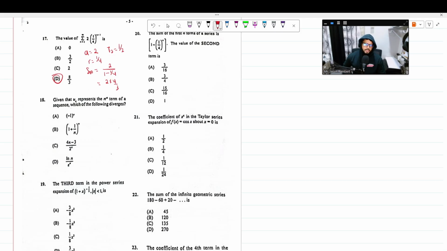Given that U sub n represents the nth term of a sequence, which of the following diverges? So the first one is alternating, so it goes up, down, up, down, up, down. So off the bat, this diverges. We can also test the limit as n tends to infinity of everybody, and if we get a number, it converges. If we do not get a number, it diverges.